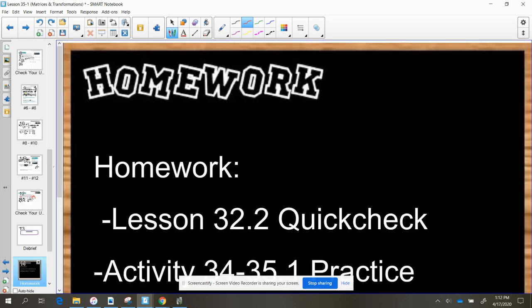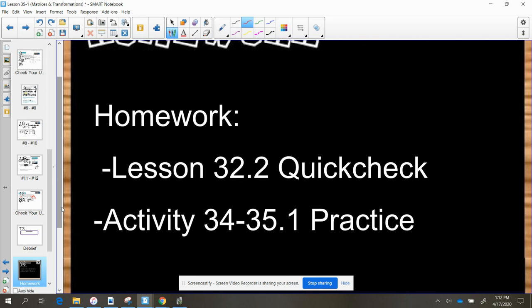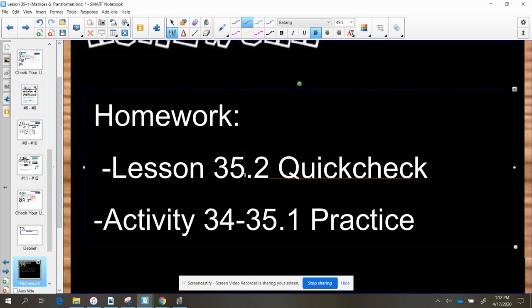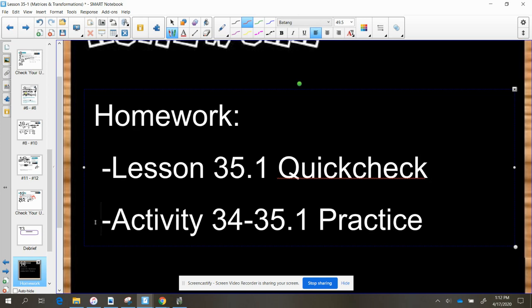As far as your practice goes, you guys are going to do the quick check on this one. Oops, not the 32-2, the 35-1 quick check. And also from there, there isn't officially lesson practice I'm going to assign you from this unit or this lesson because it's not very good. You're going to do the activity 34 through 35-1 practice instead and check your answers to that, because that's going to kind of encompass everything from this unit and give you much more specific questions that are actually applicable. Okay. Thanks, everyone.